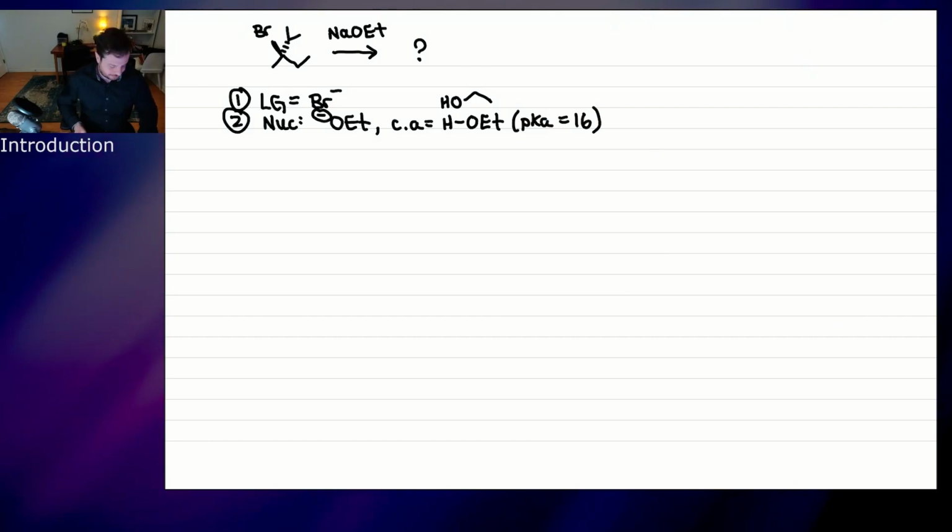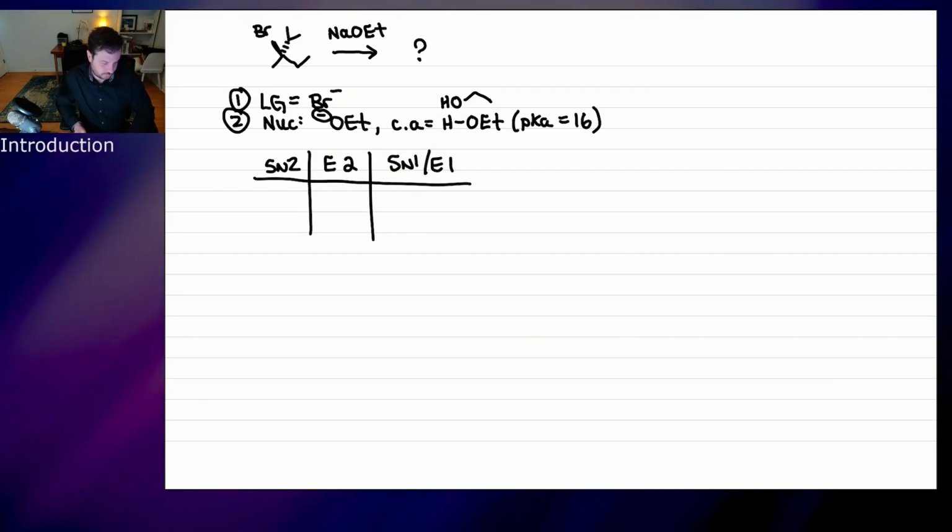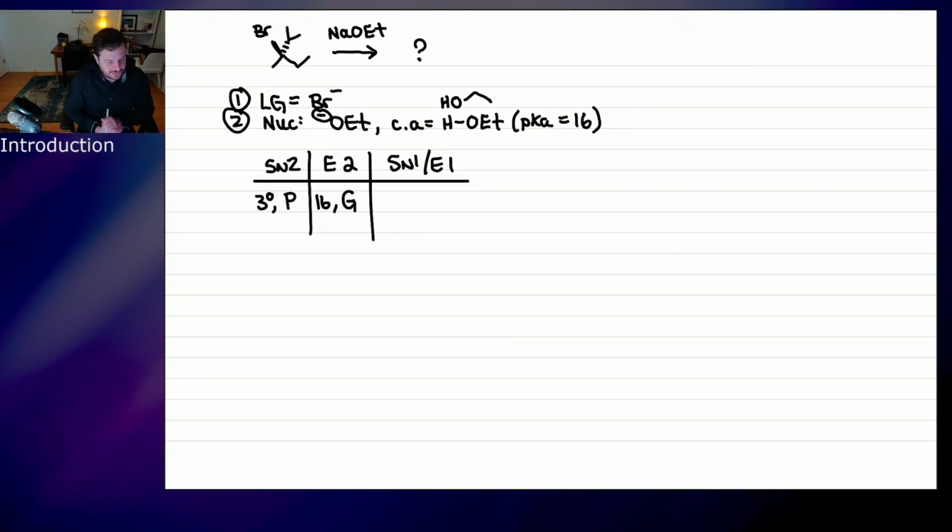Now we're ready to do our table. Okay, looking at the SN2 column, the substrate is tertiary, so that's poor. The E2 column, the pKa of the conjugate acid is 16, which is good. And the SN1/E1 column, it's tertiary, so it's good. Okay, so we have poor, good, good. We choose the first best option. The best option is going to be good, but we have to choose the first good, which is E2, going from left to right. So E2 is the winning reaction.